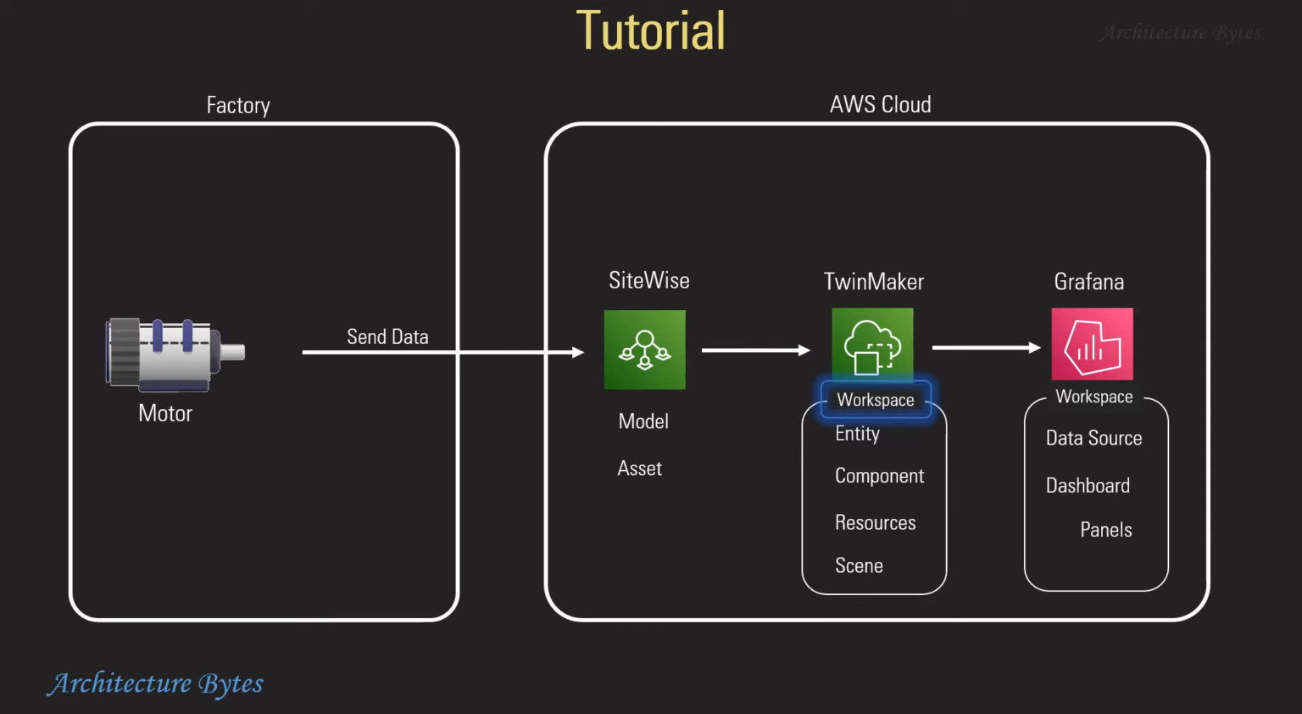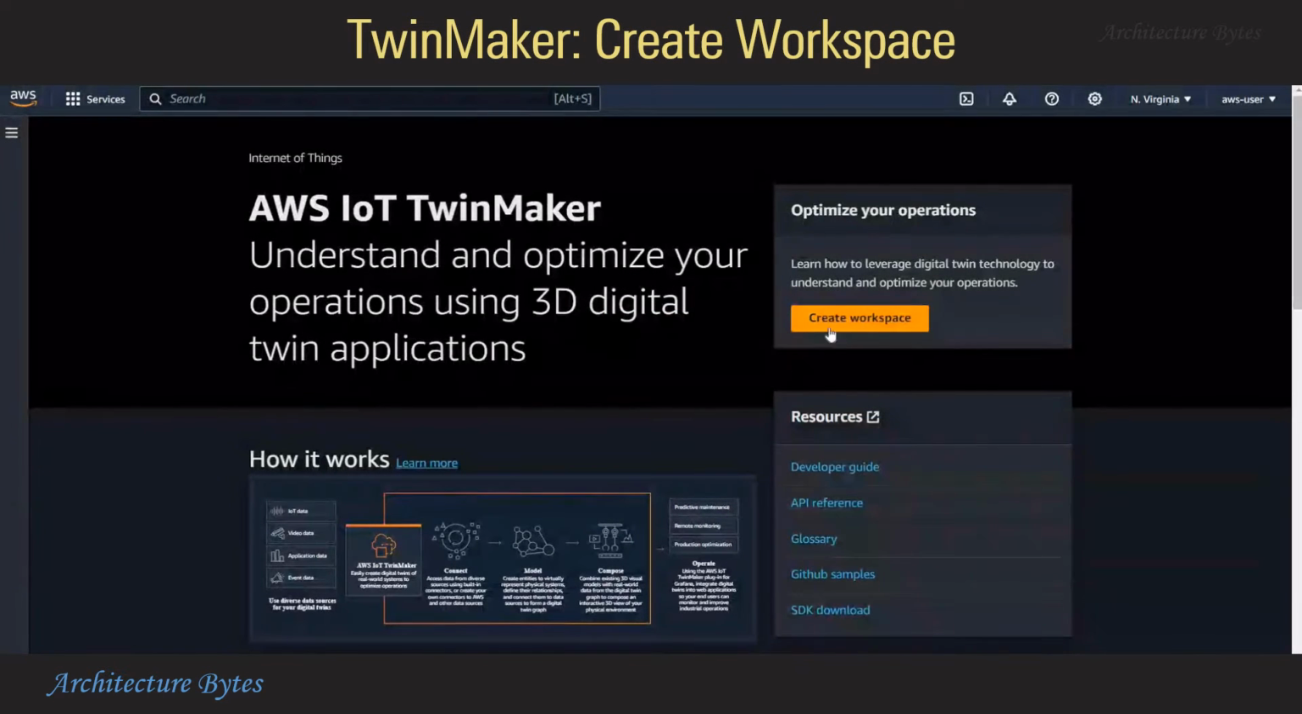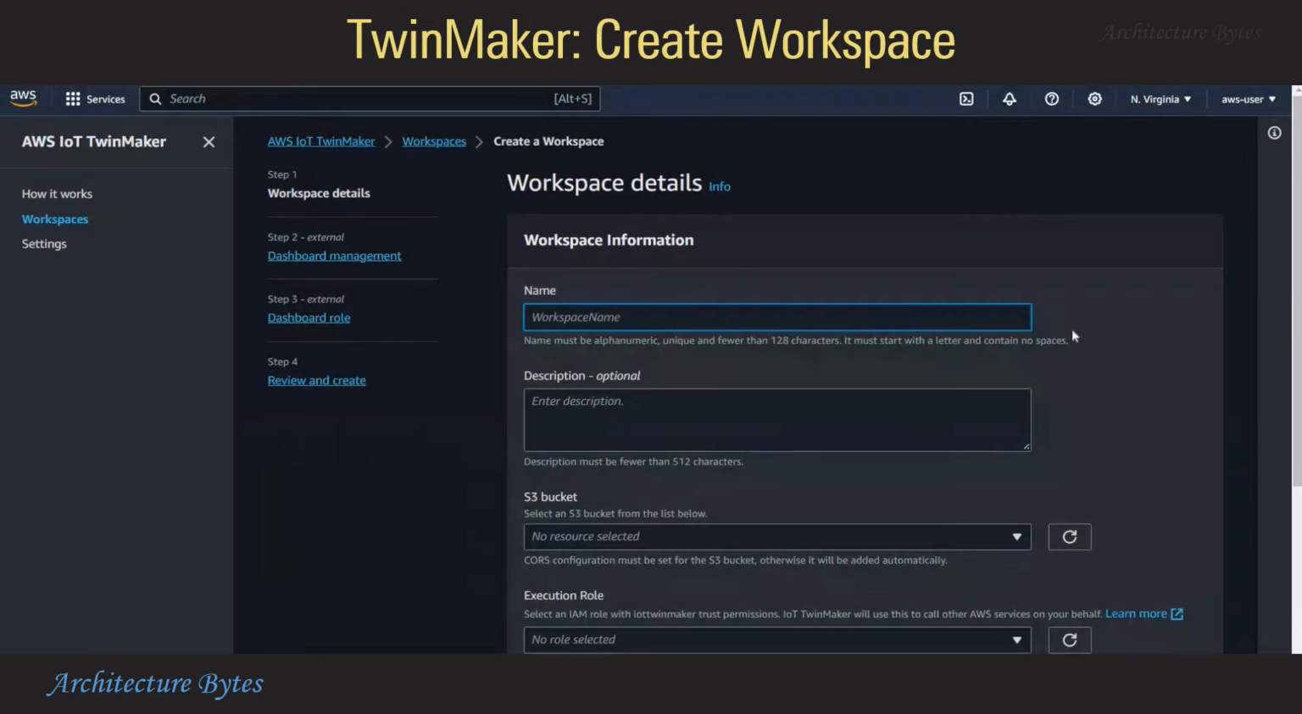Let's focus on TwinMaker now. We will start by creating a workspace. While doing that, we will also create S3 bucket, roles, and policies we need. We are in AWS IoT TwinMaker section. Hit create workspace. We'll provide a name for the workspace, factory workspace, and we need to associate an S3 bucket with that. So let's create an S3 bucket.